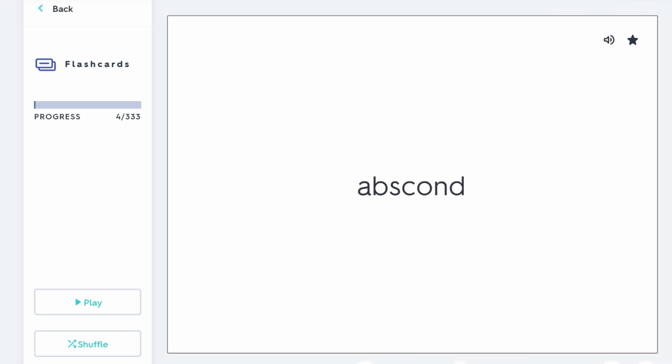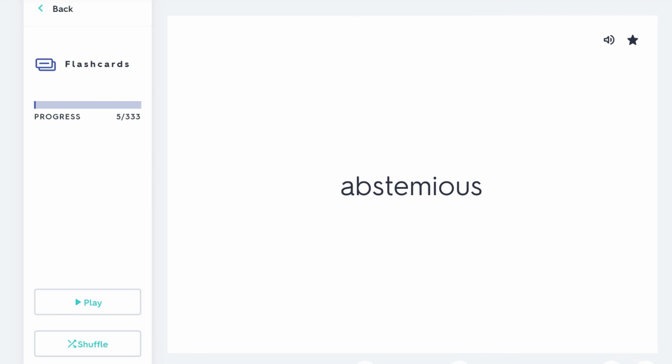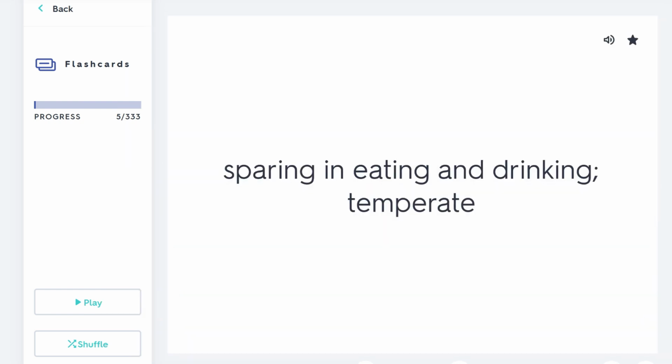Abscond. To depart secretly and hide. He absconded from jail, but we're going to catch him eventually. Abstemious. Sparing in eating and drinking. Temperate, moderate. The monk is very abstemious. Doesn't drink any alcohol, doesn't eat any meat.